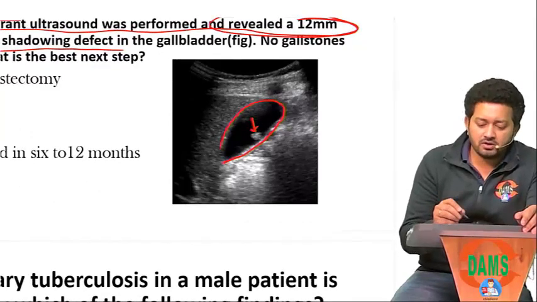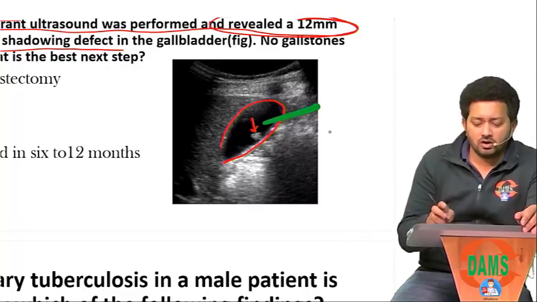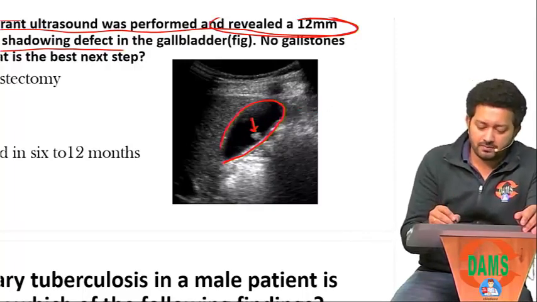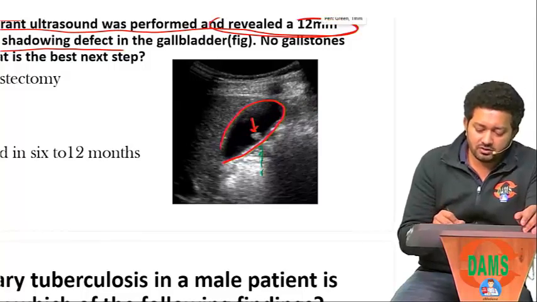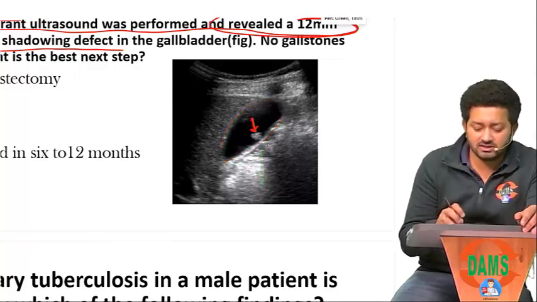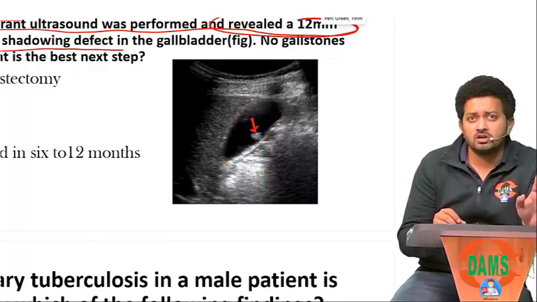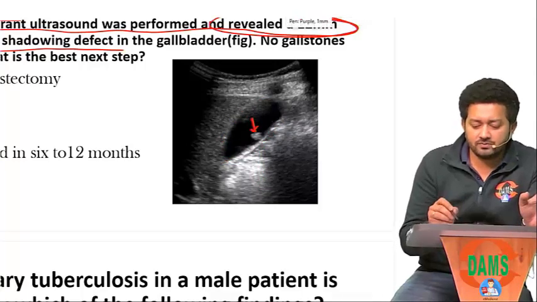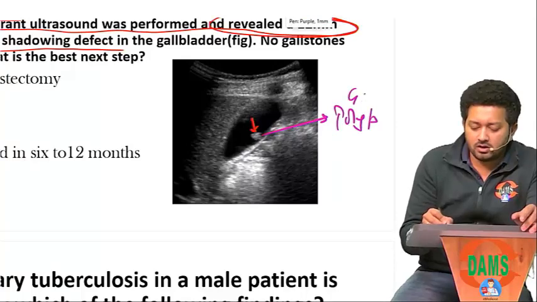Now this hyperechoic shadow could be a gallstone or could be a polyp. But the important feature why it is not a gallstone is that in a gallstone you will see the posterior acoustic shadow, which is not seen in this case. There is no shadow. So that's why it is not a gallstone. So if it is not a gallstone, then it is a polyp, a gallbladder polyp.